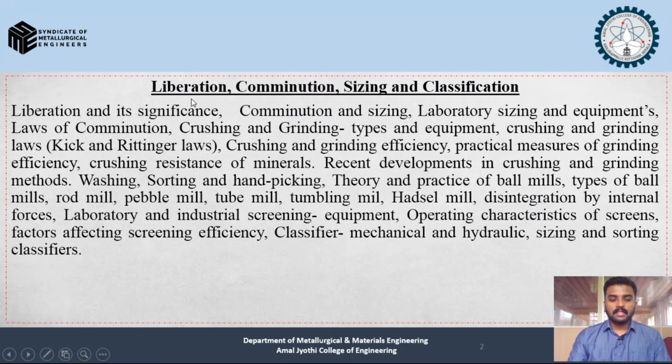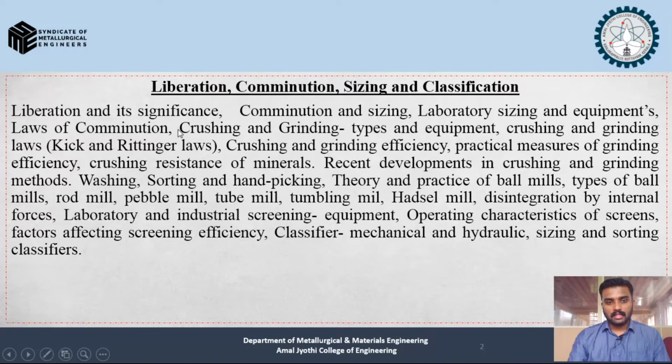Moving on, you can see the syllabus for this particular module. We have liberation, comminution, size and its classification. This module is all about size reduction of the particle into finer bits. We have the initial topics like liberation and its significance, and particularly we will be discussing that topic today.